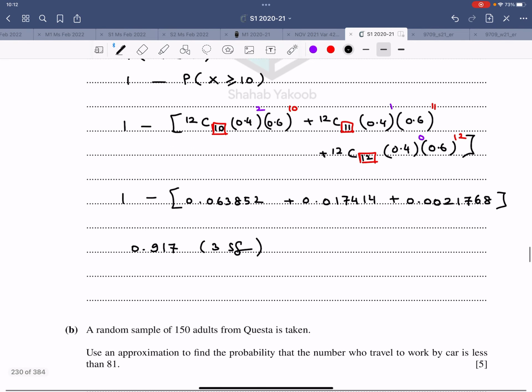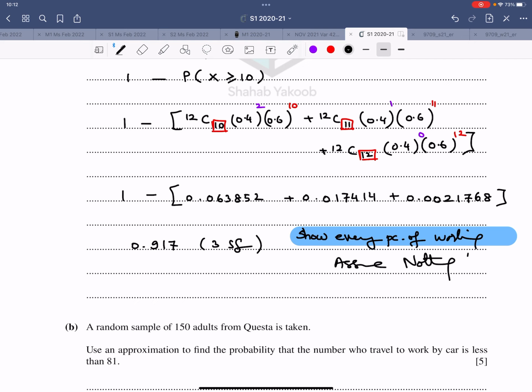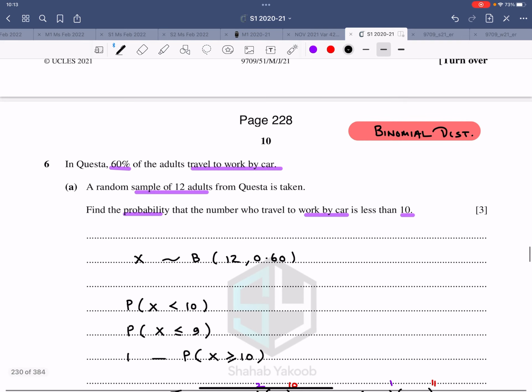That shows every single piece of working. So show everything, every piece of working. Assume nothing. Don't assume that this is obvious. Nothing is obvious. You have to make it obvious. Now, what does it say?